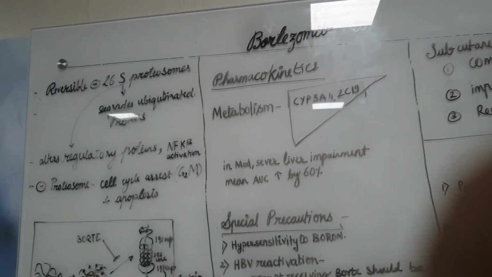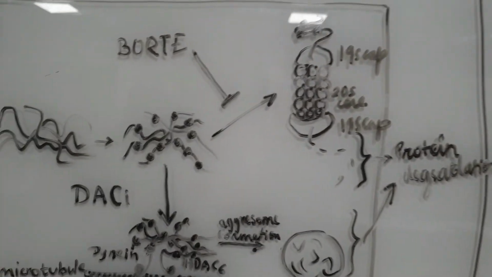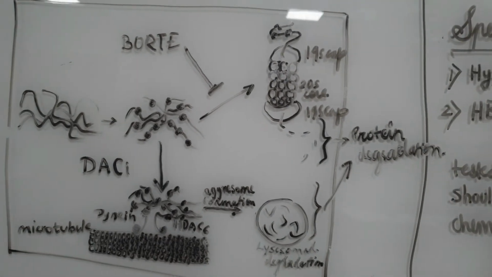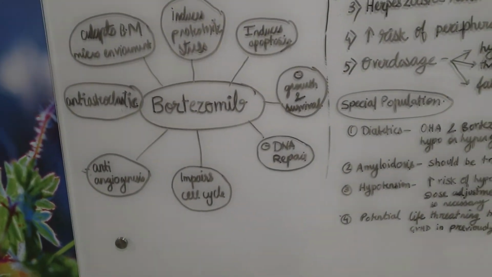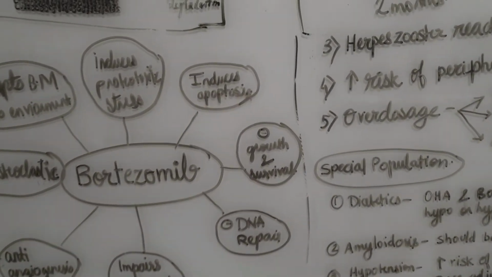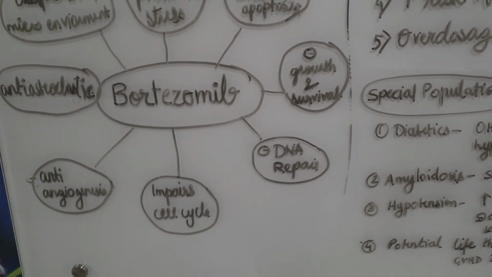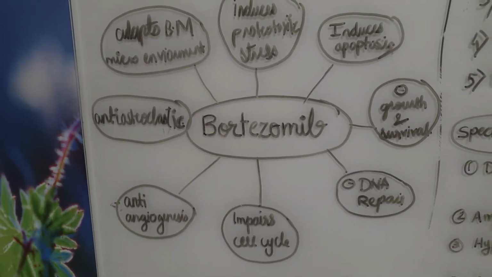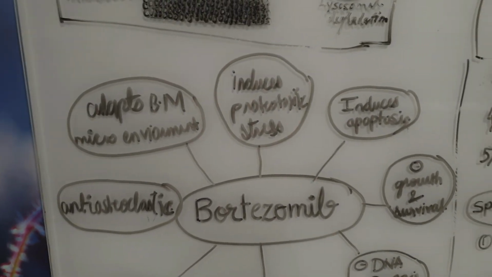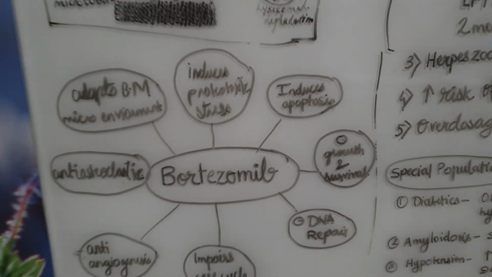So just to revise it crisply, bortezomib is a proteasome inhibitor. It causes inhibition of the degradation of ubiquitinated proteins, leading to their accumulation and causing cell death. To revise, bortezomib induces apoptosis, inhibits growth and survival, inhibits DNA repair, and impairs the cell cycle. It has anti-angiogenic activity. It is anti-osteoclastic. It adapts to the bone marrow microenvironment and induces proteolytic stress. Thank you and see you in the next class.